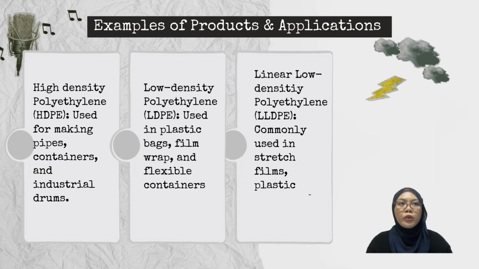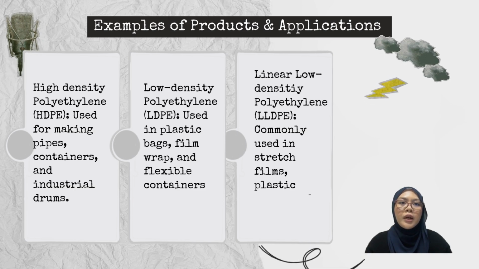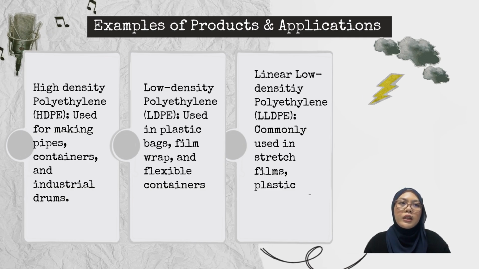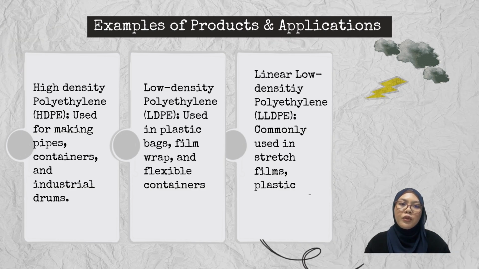Lastly, examples of products and applications. First, high-density polyethylene is used for making pipes, containers, and industrial drums. Second, low-density polyethylene is used in plastic bags, film wrap, and flexible containers. Third, linear low-density polyethylene is commonly used in stretch films, plastic wraps, and food packaging.